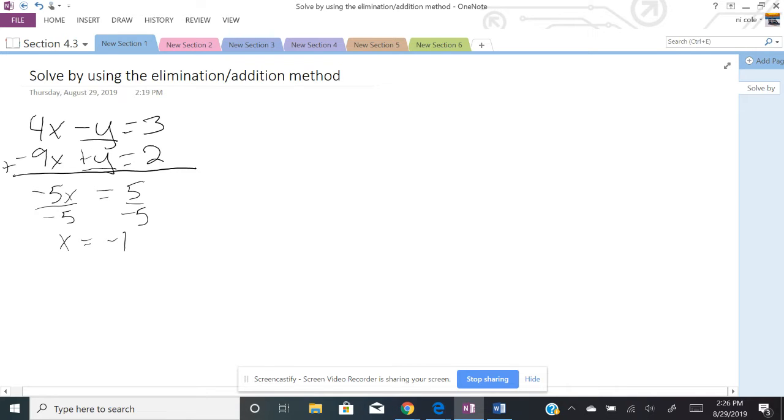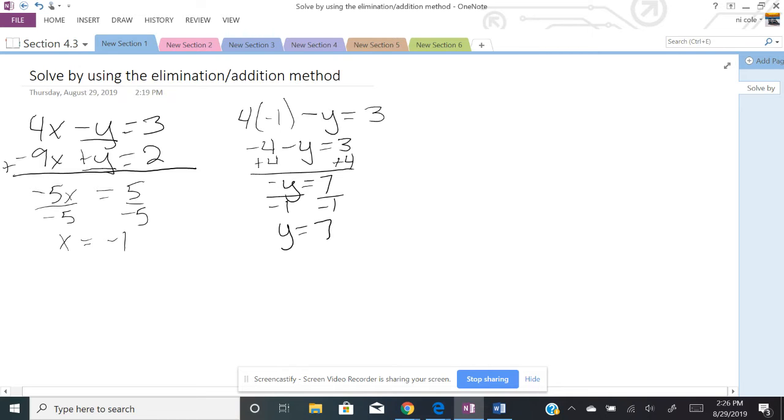Now I'm going to throw this back into one of the equations. It doesn't matter if it's equation 1 or equation 2. I'll throw it into equation 1. So 4 times -1 minus y is equal to 3. So -4 minus y is equal to 3. Add the 4, add the 4. -y is equal to 7. Divide by -1, divide by -1, y is equal to -7. So your solution is -1, -7. And once again, I'm pretty sure that's how you have to answer the problem. And don't forget to check.